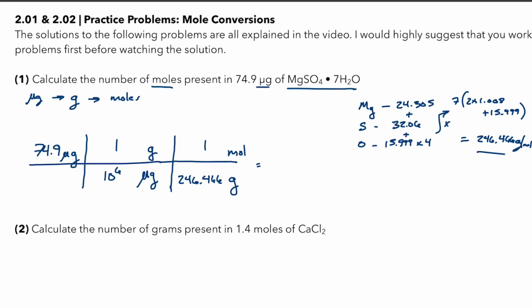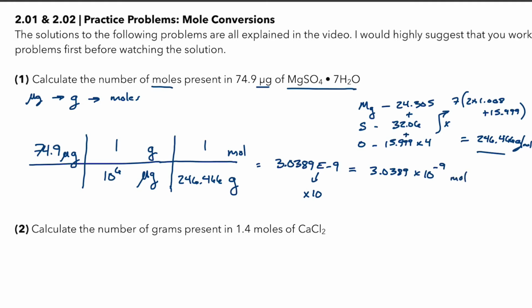The calculator tells me that the answer is 3.0389 E negative 9. Now all that means is the E, remember, means times 10. So I already know that this means 3.0389 times 10 to the negative 9th, and my unit was moles.